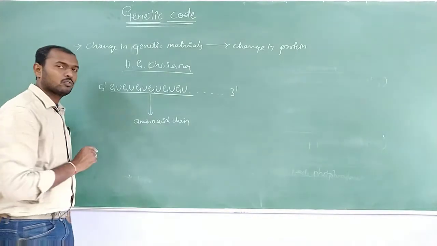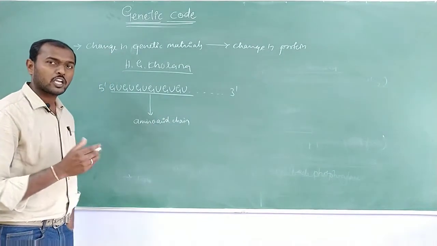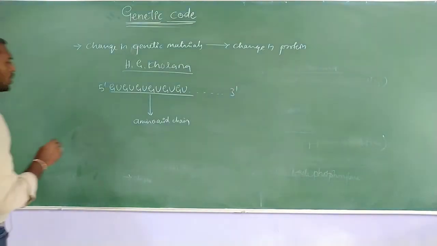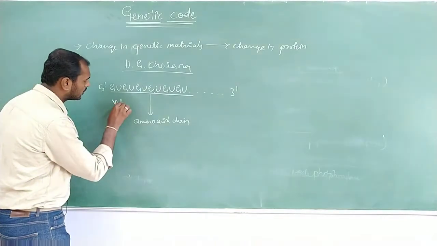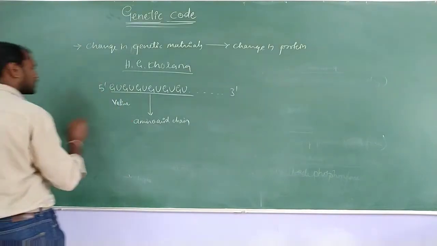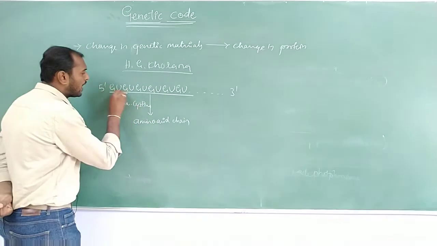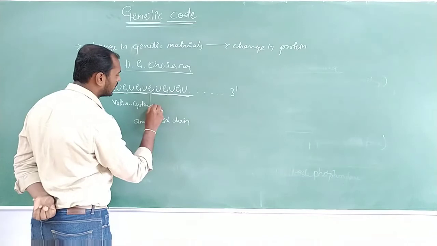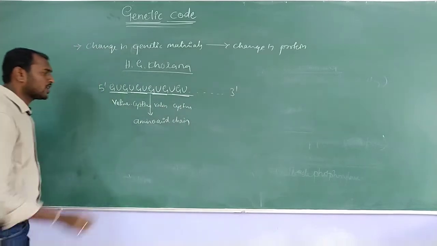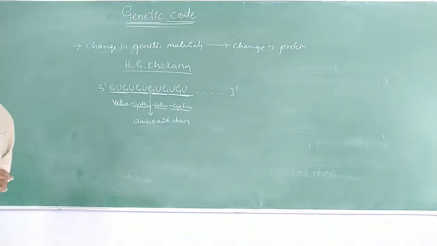By using this known chain of the mRNA, he was able to synthesize a protein made up of only valine and cysteine. So they produced a known amino acid chain. This amino acid chain has only valine and cysteine in its chain.